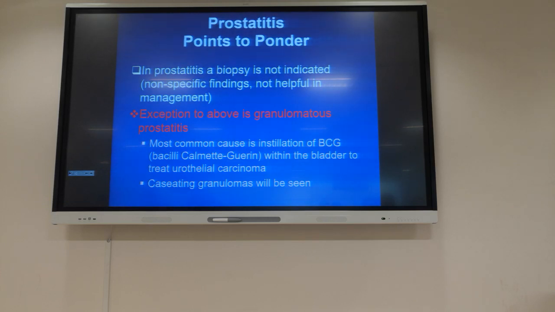Now, the side effect of that use is that this granulomatous inflammation will not be limited to the urinary bladder wall, but it may also happen where? In the prostate itself. So if your suspicion from the clinical history is that your patient has granulomatous inflammation, you go ahead and biopsy. This is the only time when you do a biopsy for prostatitis.